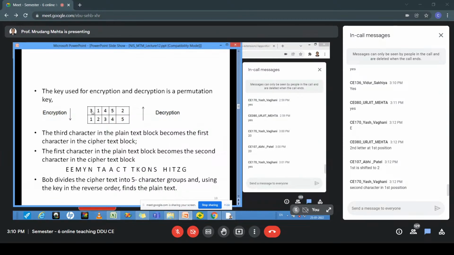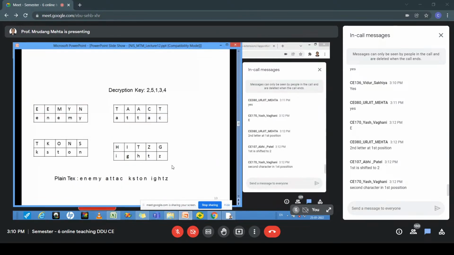Yes, others, please write. Understood this? How we apply the decryption key? Do it for the third block. So for the third block, second character appears first, fifth character appears second, first character appears third, third character appears fourth.